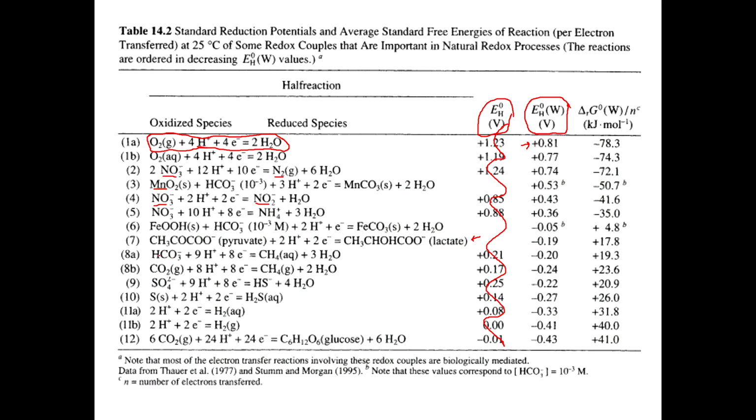Then you have carbonate being reduced to methane. CO2 being reduced to methane, that's less favorable. Then you got sulfate being reduced here, less and less favorable as we go down the charts. And then down here we have CO2 being converted into glucose. So the point of this table is that the things at the top are the best, most favorable electron acceptors.